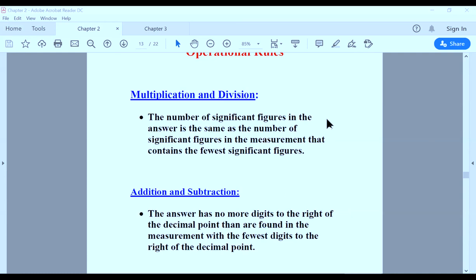Now, when it comes to addition and subtraction, we won't be doing any subtraction, but addition is a little funkier, and that is: the answer has no more significant figures to the right of the decimal point than are found in the measurement with the fewest digits to the right of the decimal point. Now, let's go through some of this so you have an understanding of what's going on.